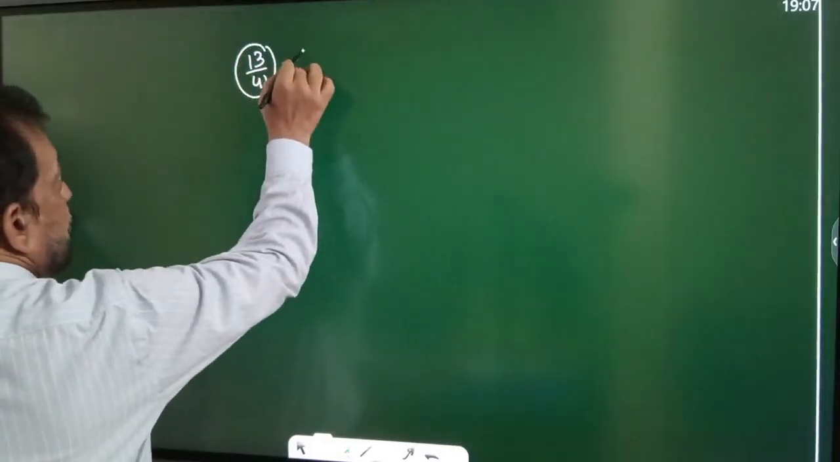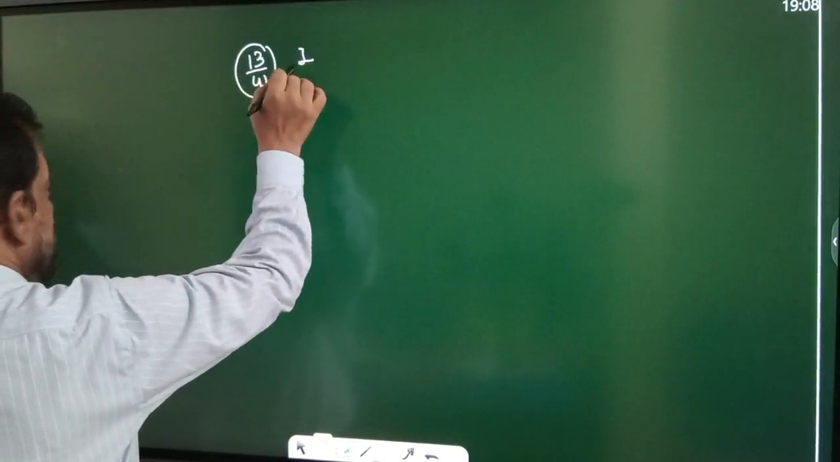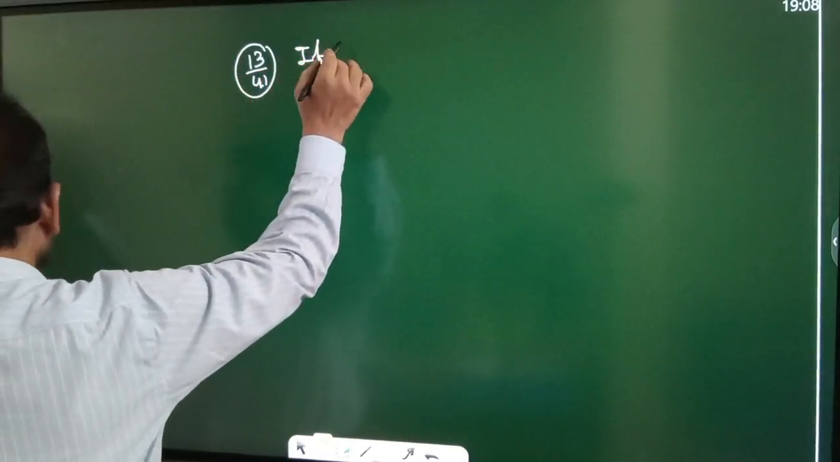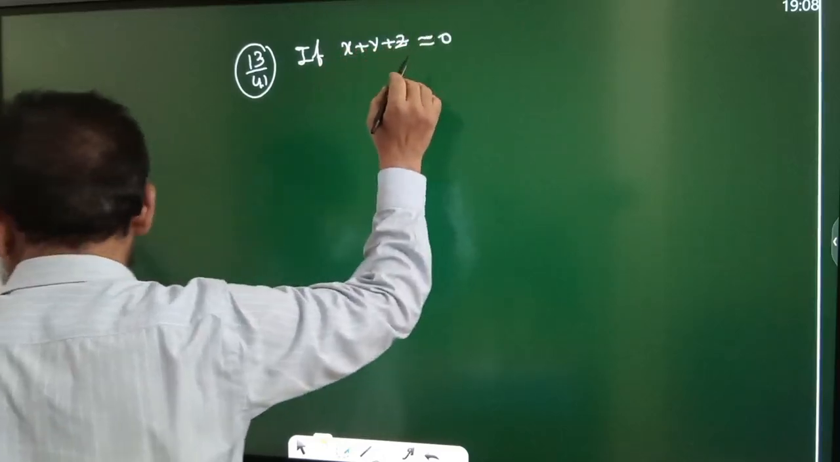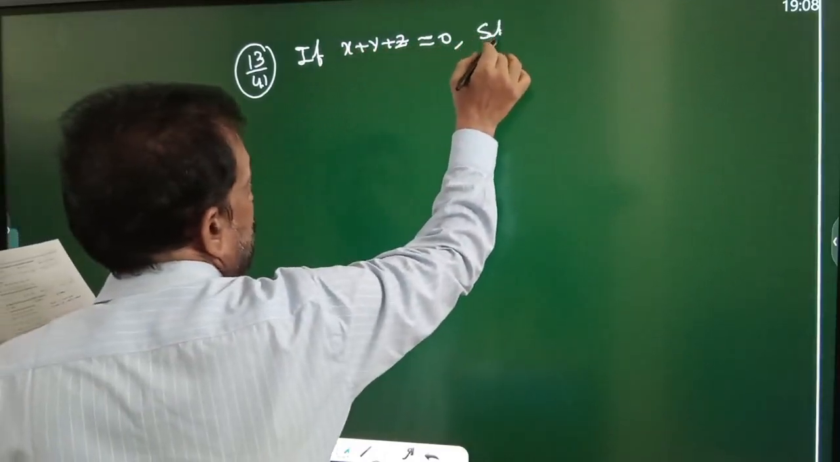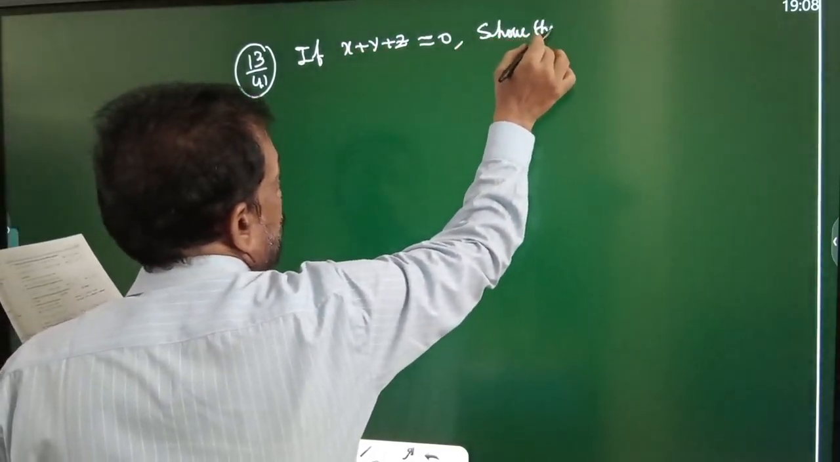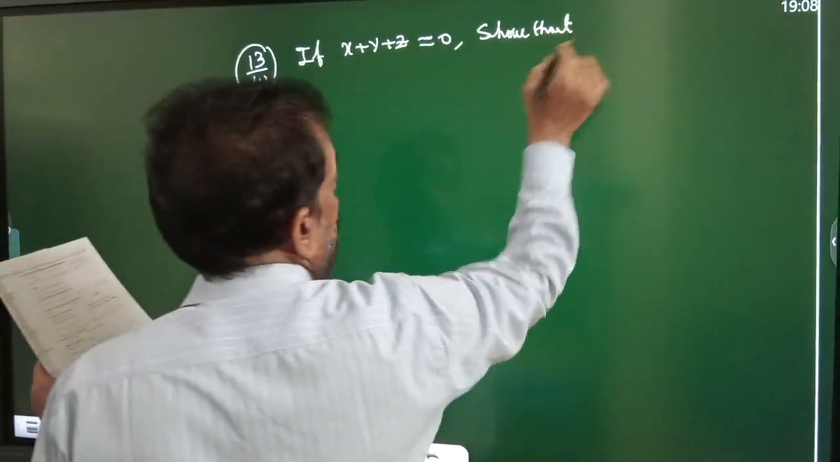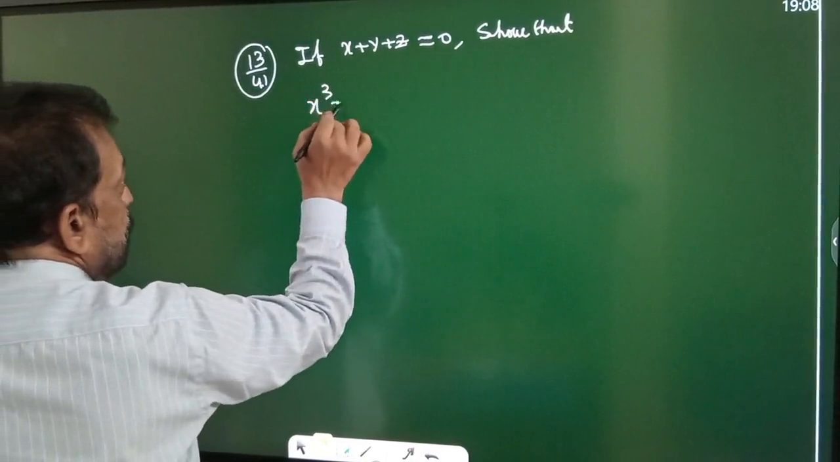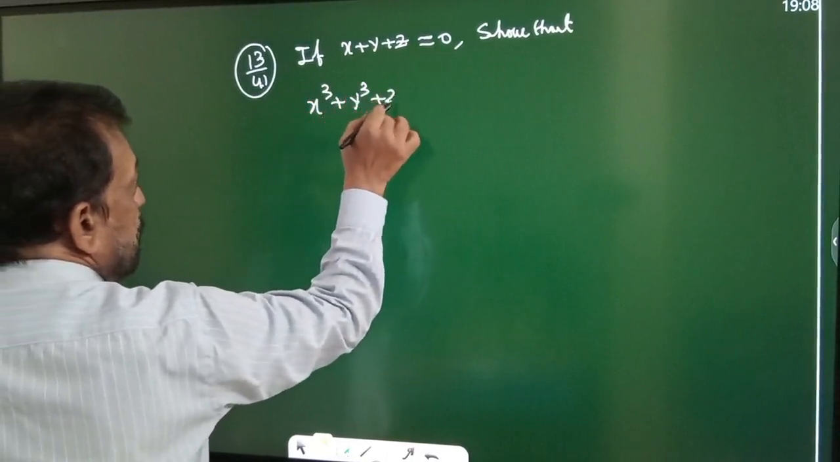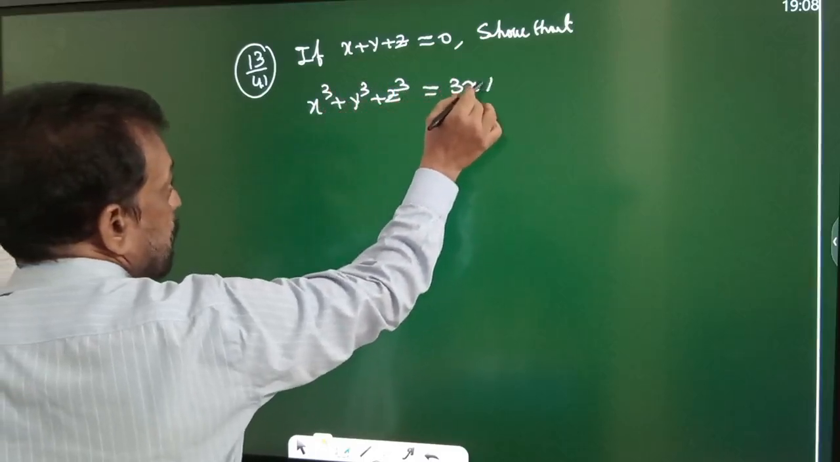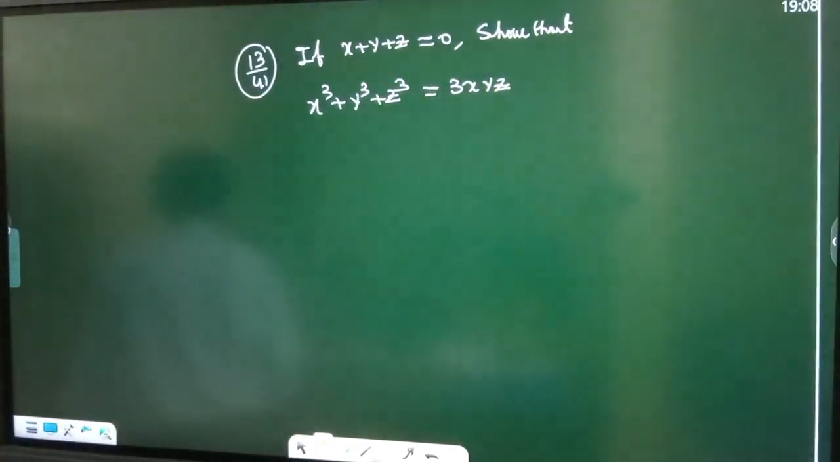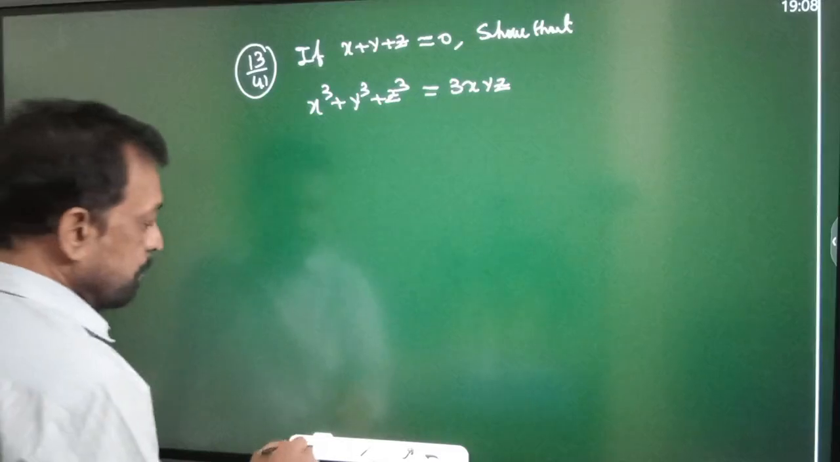So what is that? If question, this is question number, page number, please habituate. If x plus y plus z is equal to 0, show that x cube plus y cube plus z cube is equal to 3xyz. This is that one. So what can you write here?